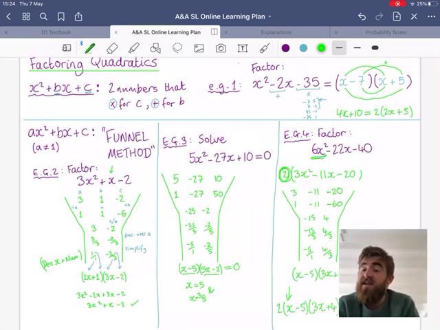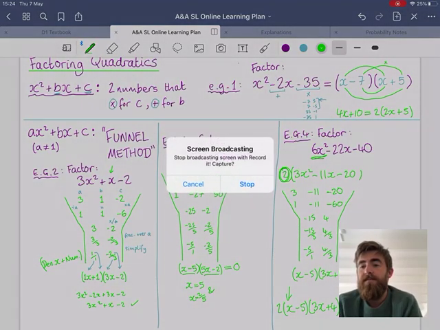Now if I expanded this, I would get 3x squared, but times 2, and I would get my 6x squared. And you could see that I get minus 5 times 4, minus 20 times 2 would give me my minus 40. So that looks fine.